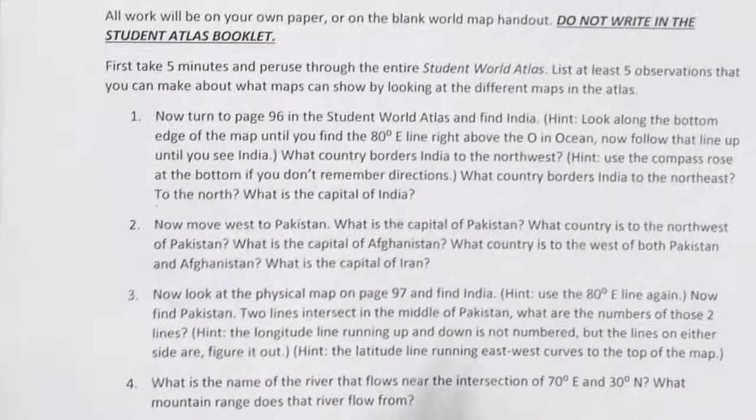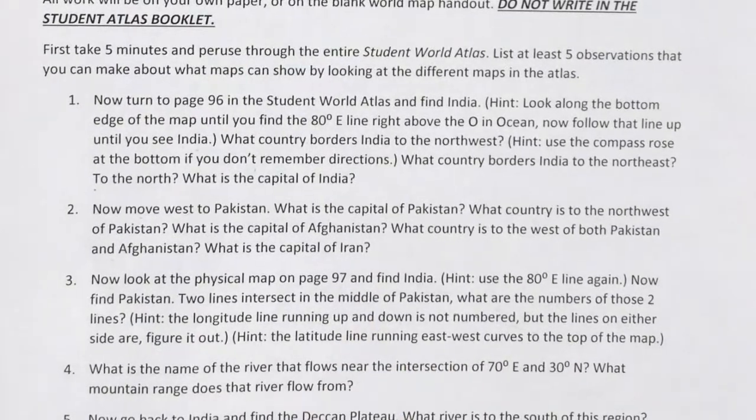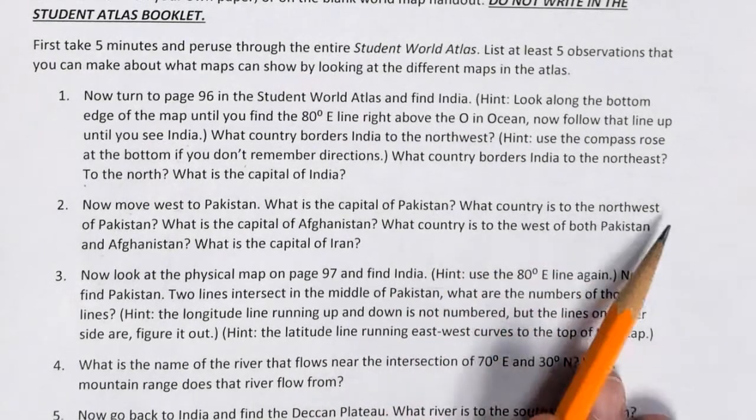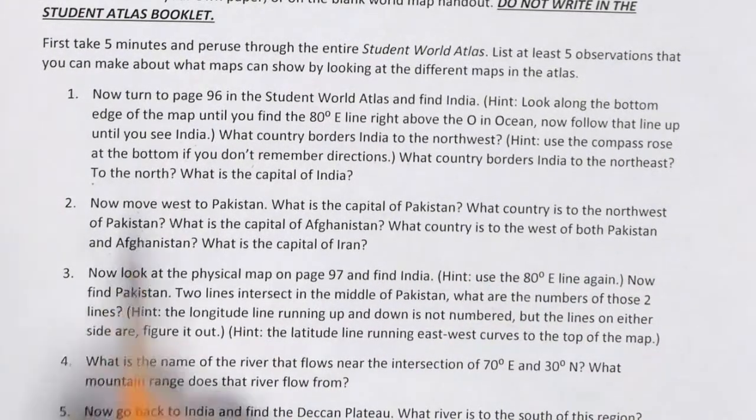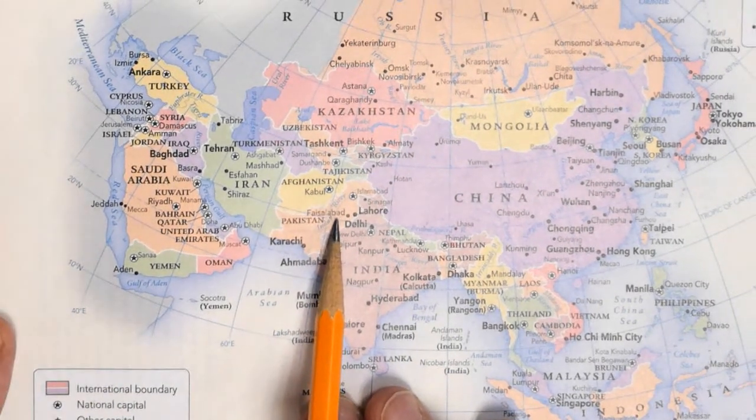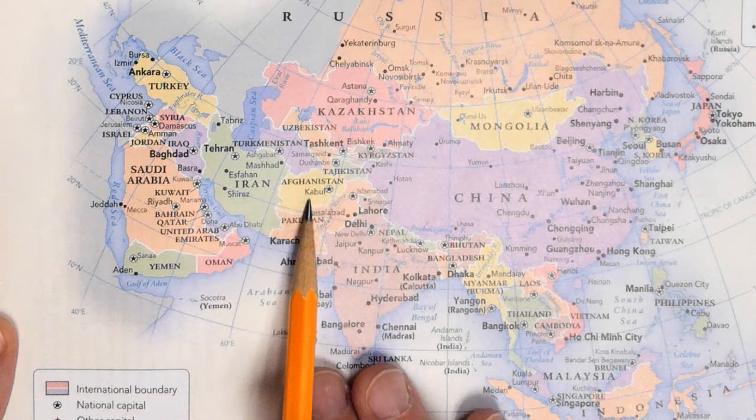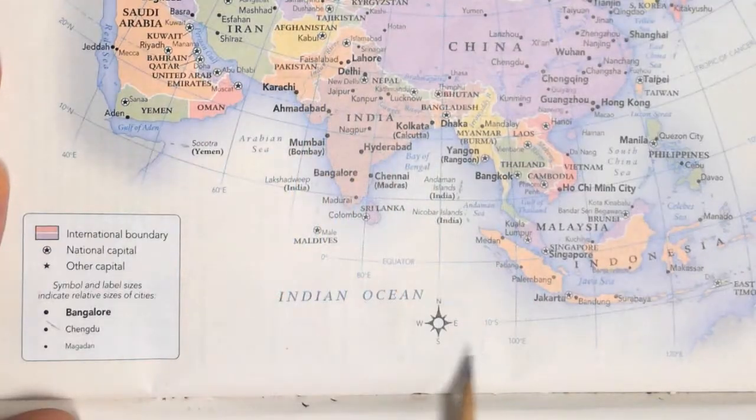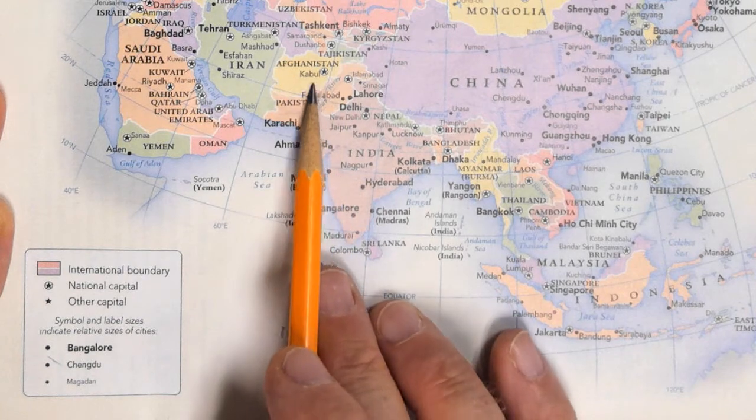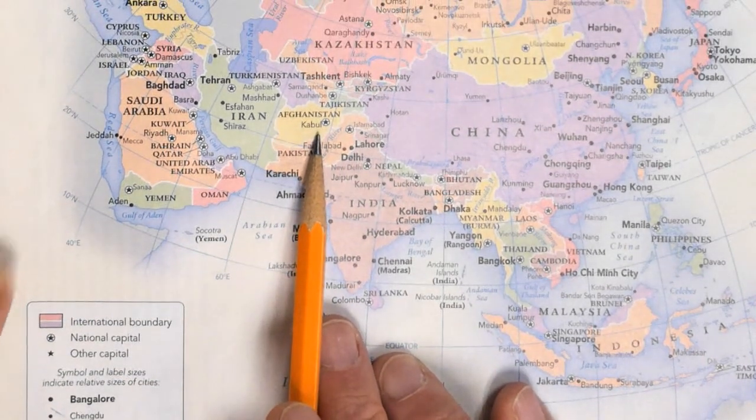Okay. Now, what's the rest of number 2 say? What is the capital of Pakistan? We got that. What country is to the northwest of Pakistan? All right, well, we go back to Pakistan, and this time we're going northwest. Well, that's right, in this direction. Remember, northwest, according to the compass rose, is upper left. So we're going to go Pakistan, upper left, and we get straight into that yellow country.